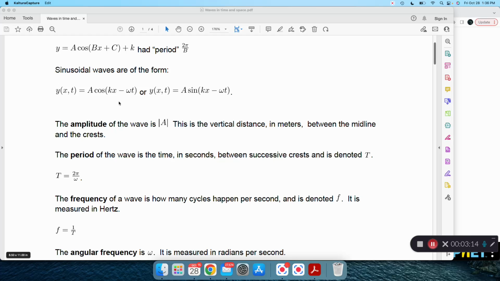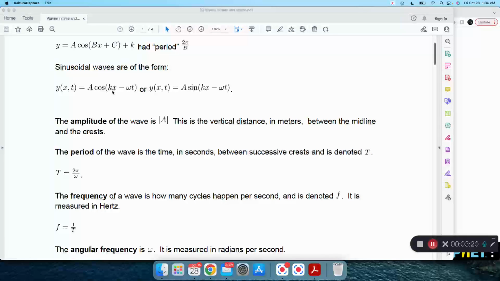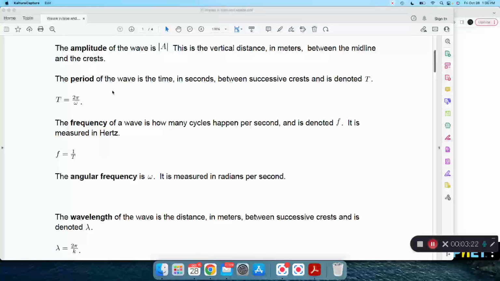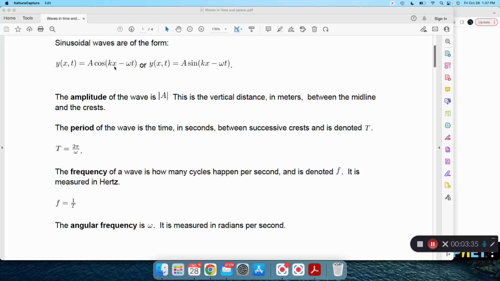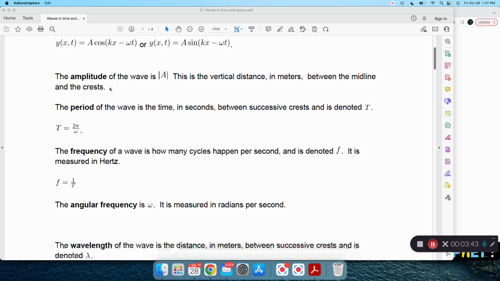Now that's just one version of what we've always called period. There's another one in space. And we call that the wavelength. That's the distance in meters between different crests. And that will be 2π over the number in front of x. x is in meters. 2π divided by k will give us our wavelength in meters.